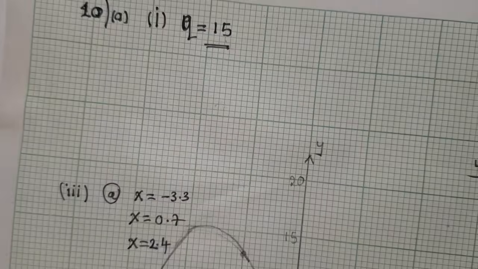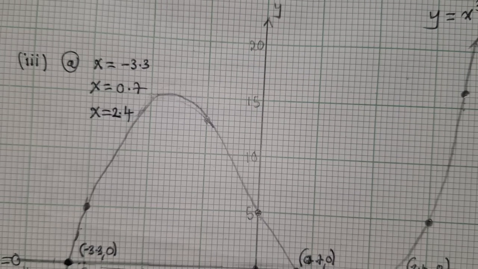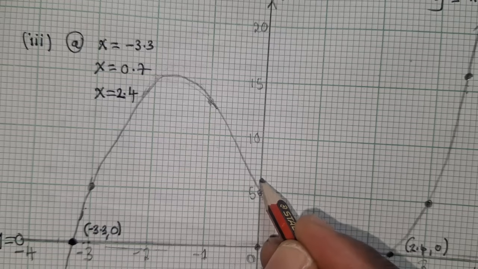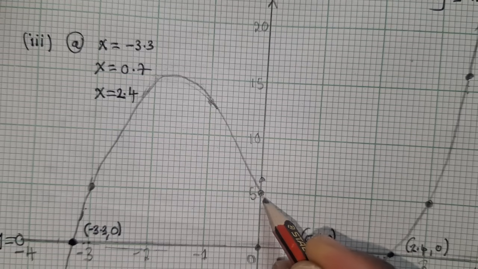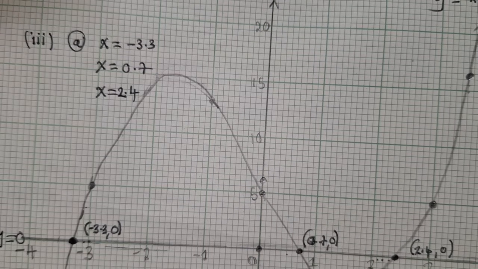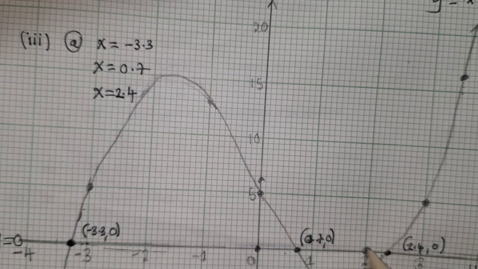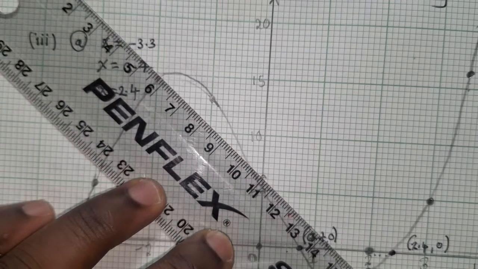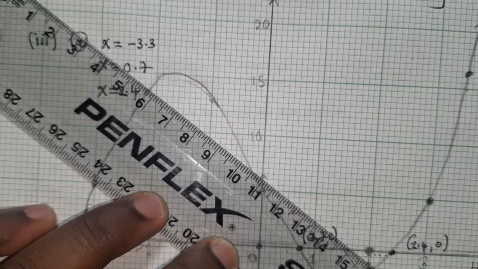So I'll come to my graph. I'll start with (0, 6). So (0, 6), the point will be right over here, because this is 5, 6. So this is where it is. Then the next one is (2, 0). (2, 0) will be right over here. So once you get those 2 points, join them. So I'm joining these 2 points.